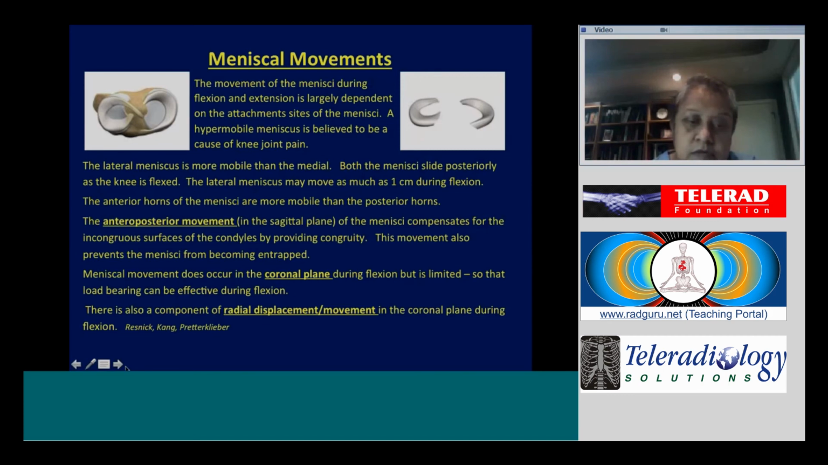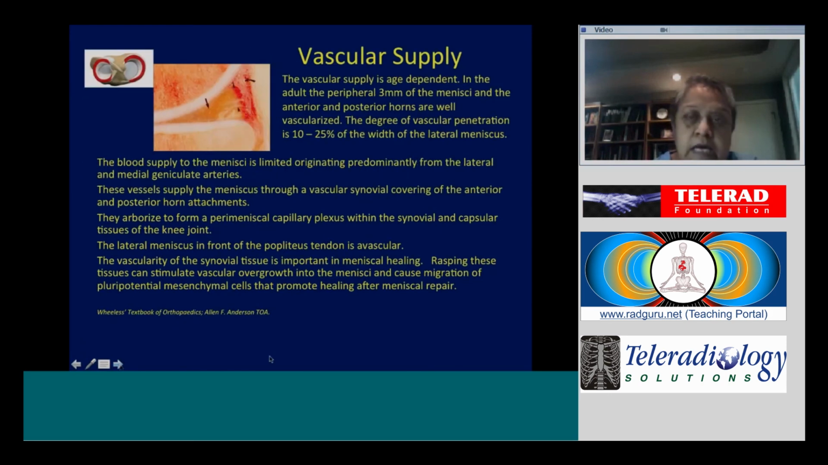Now, what about the vascular supply of the menisci? The vascular supply is age-dependent. In the adult, it is the peripheral 3 millimeters of the menisci and the anterior and posterior horns which are very well vascularized. But as you go more inward, there is less vascularization. So what is commonly understood is that the degree of vascular penetration is only between 10 and 25% of the width of the lateral meniscus.